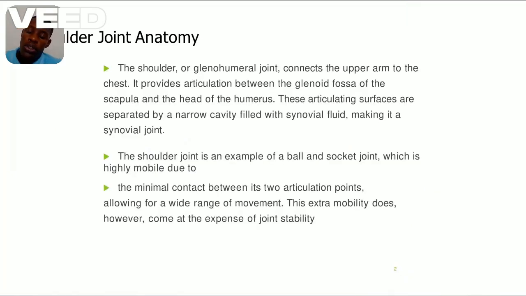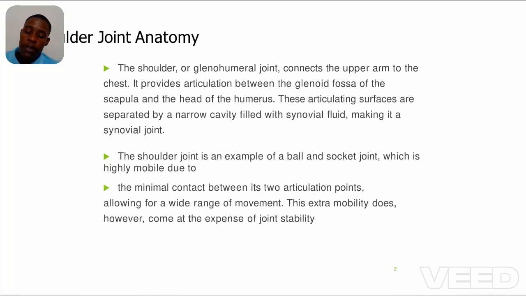The shoulder joint is also called the glenohumeral joint because it is a joint that connects the head of the humerus and the glenoid fossa of the scapula. So the shoulder joint or glenohumeral joint connects the upper arm to the chest. It provides articulation between the glenoid fossa of the scapula and the head of the humerus, as we have said. These articulating surfaces are separated by a narrow cavity filled with synovial fluid, making it a synovial joint.